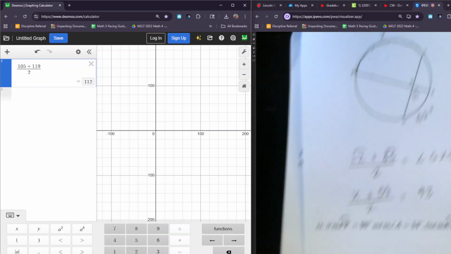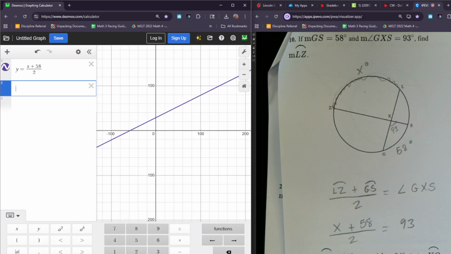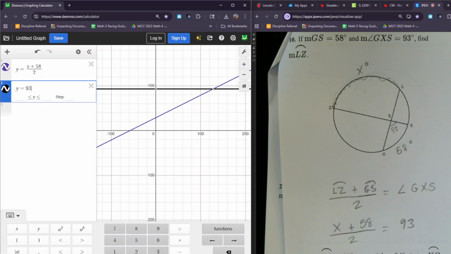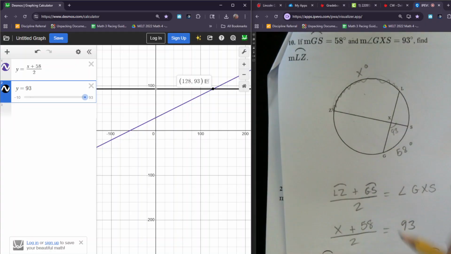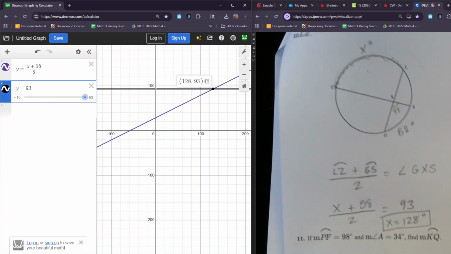Now, you can solve this by hand if you want to. That's up to you. But if you want Desmos to do it for you, that's fine as well. So y equals x plus 58 divided by 2, and then y equals 93. All right, it's saying that the measure of X is 128.